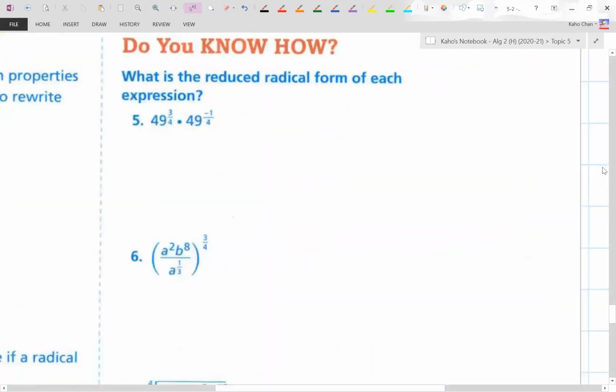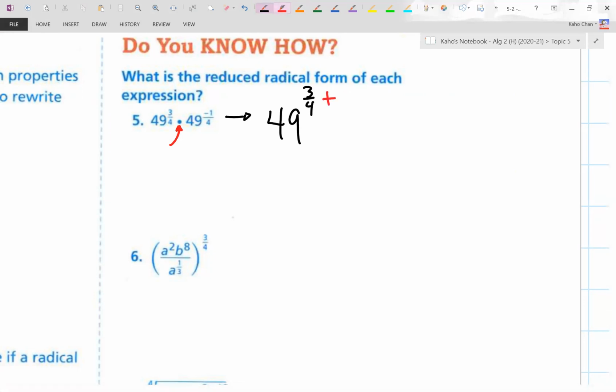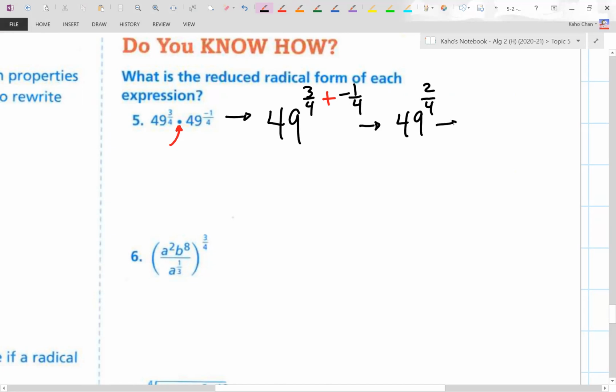Number 5. What is the reduced radical form of each expression? We have 49 to the 3/4 times 49 to the negative 1/4. I don't care about the fractions and the powers of them. The key is, what's the rule for the product of exponents? The rule is to add the exponents because the base is the same, okay? Let's add them. 49 to the 3/4 plus, now this is the weird part, negative 1/4. 3/4 minus 1/4 is 2/4. 2/4 reduces to 1/2.